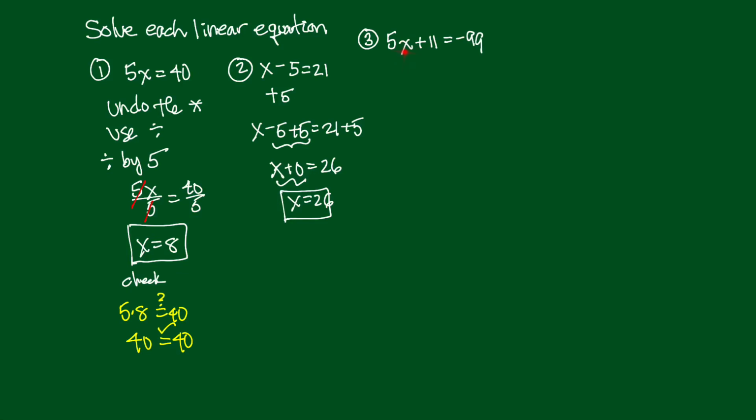Now, number 3, I want to isolate that x again, but what have I got? I've got 2 numbers attached to it. The 5 is multiplying it, and then the 11 gets added to that product. So I'm going to use the order of operations in reverse. The order of operations are what? As you look at an expression left to right, you do powers and roots, then multiplications, divisions, then additions, subtractions.